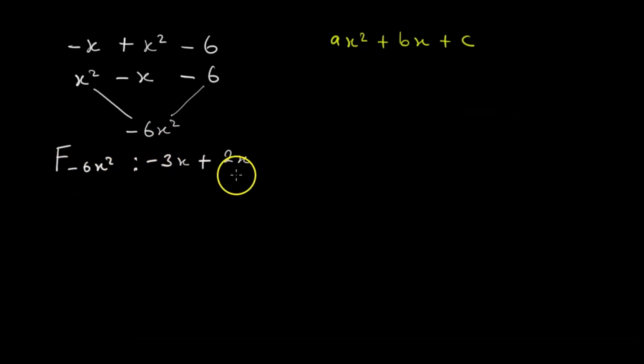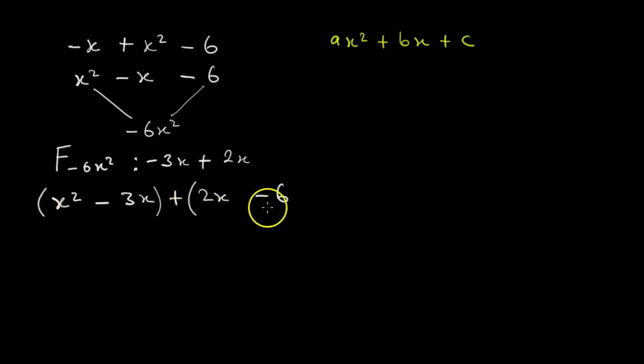Then after we have these factors, what we have to do is substitute the middle term with these factors. So rewriting this becomes x squared minus 3x plus 2x minus 6. We replaced minus x with minus 3x plus 2x. After we have done that, then we group our terms using brackets like this. Then we deal with each bracket individually or separately.